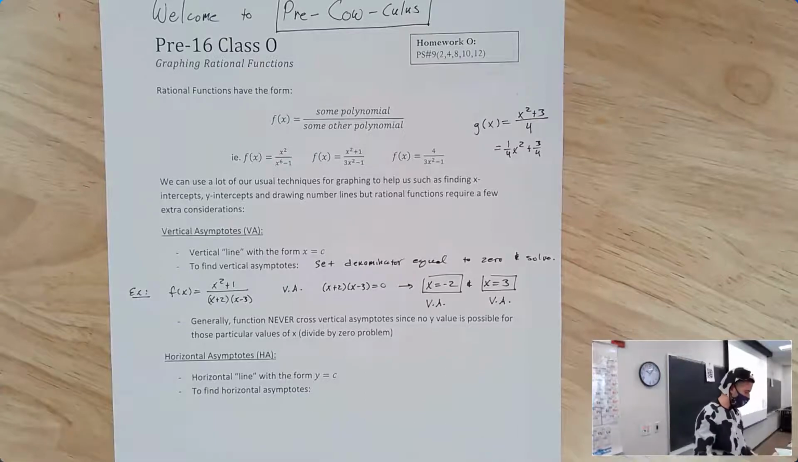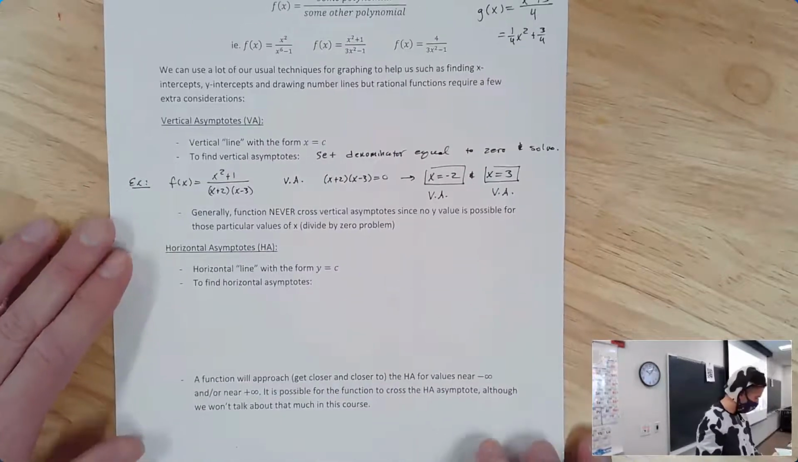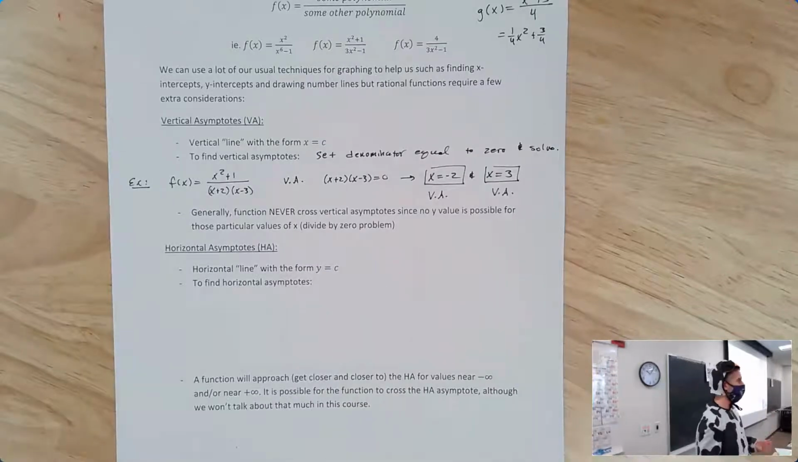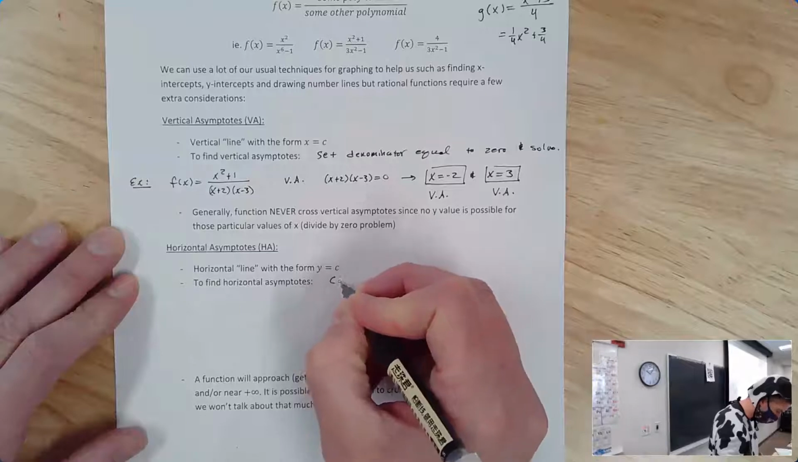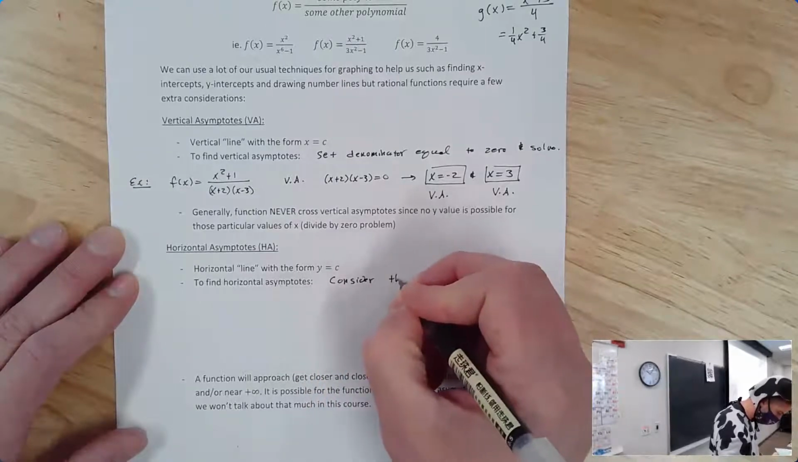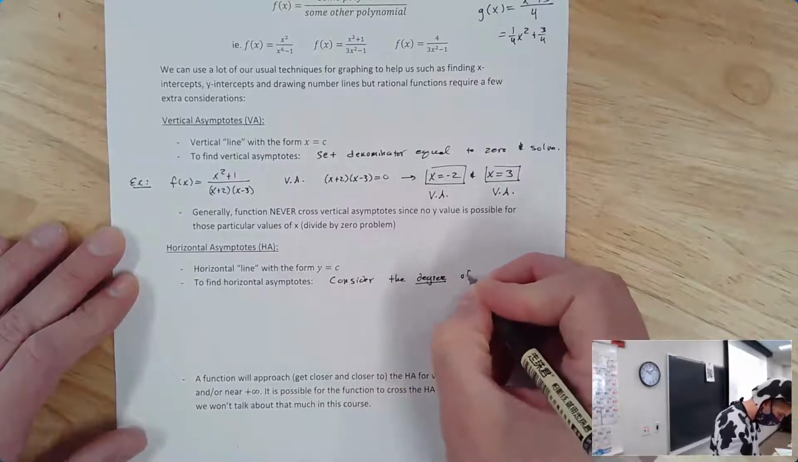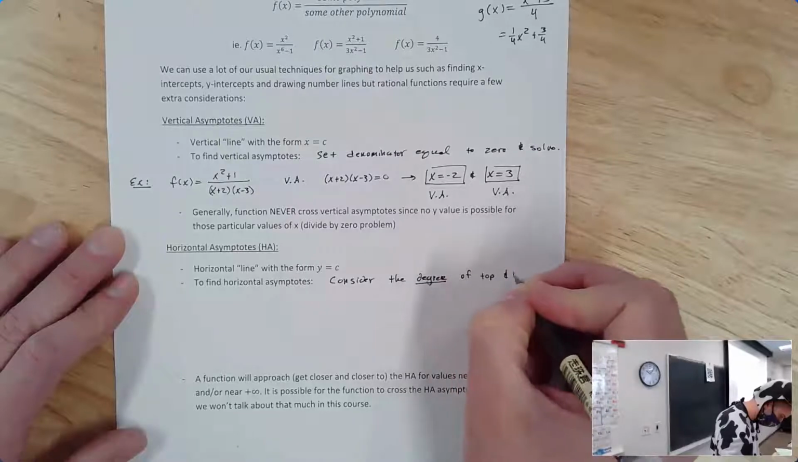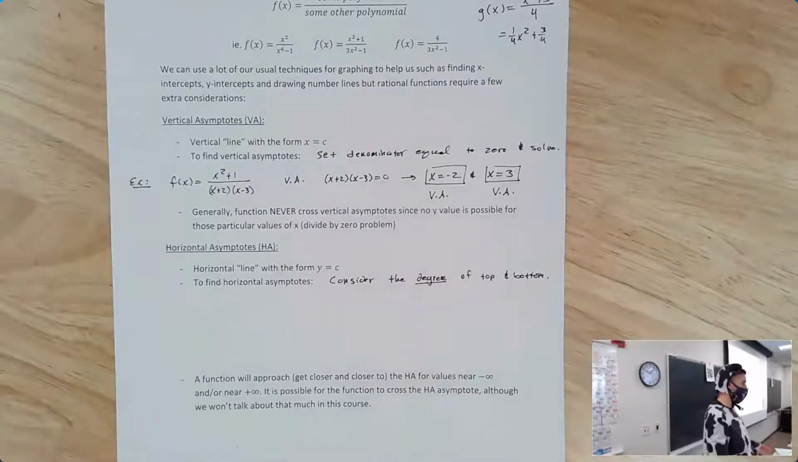So here's kind of the process. To find horizontal asymptotes, there's one thing to consider, and then there's 3 different outcomes. So we're going to consider the degree of the top and bottom. Remember, the degree is just the highest power of x in each polynomial.